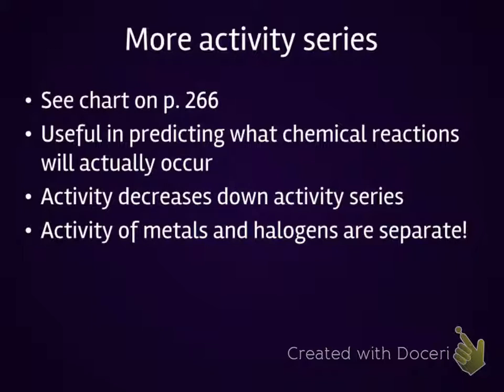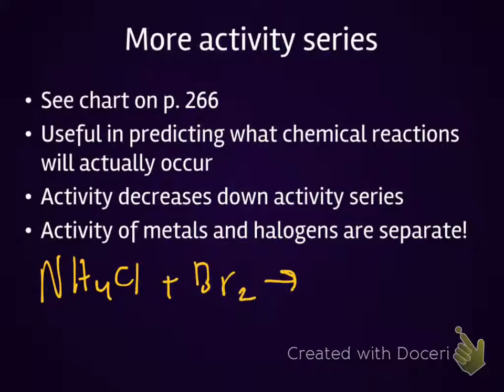The other important point, if you look at that chart in your book, notice that there are actually two different columns. One column is your metals, the other is halogens. Remember when we talked about replacement reactions, so for instance, NH4Cl plus Br2, what can the bromine replace? The ammonia or the chlorine?